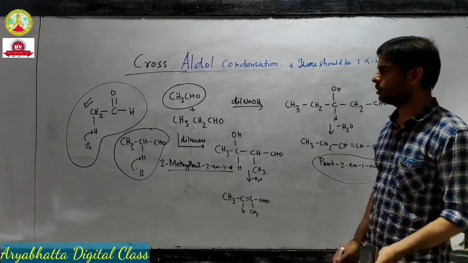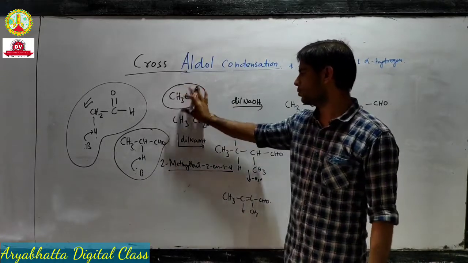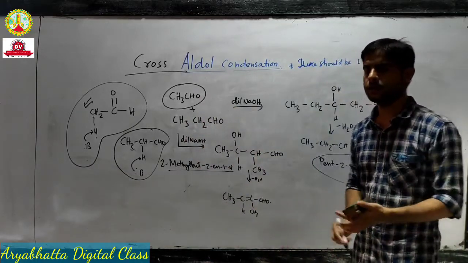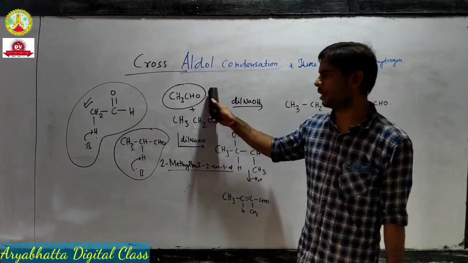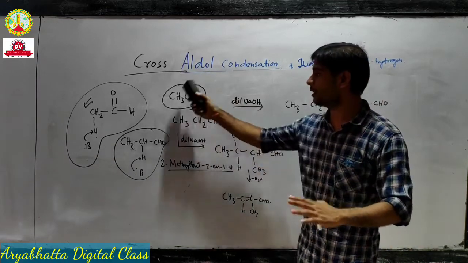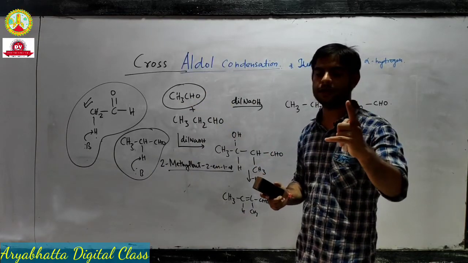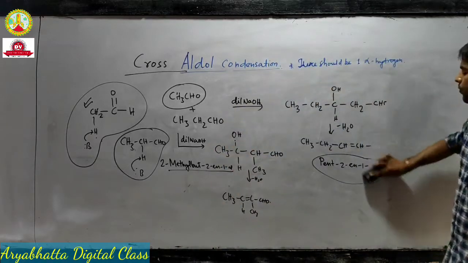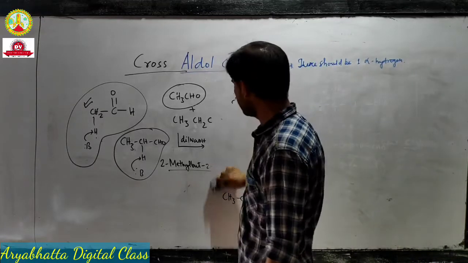Because you have a mixture of these two, this will condense individually, that will condense individually, and both of them will condense together. So ultimately we will get a mixture of 4 products. One condensation product from ethanol, one from propanol, then one condensation product related to removal of alpha hydrogen from ethanol, and one related to the removal of alpha hydrogen from propanol. So we will get 4 condensation products.